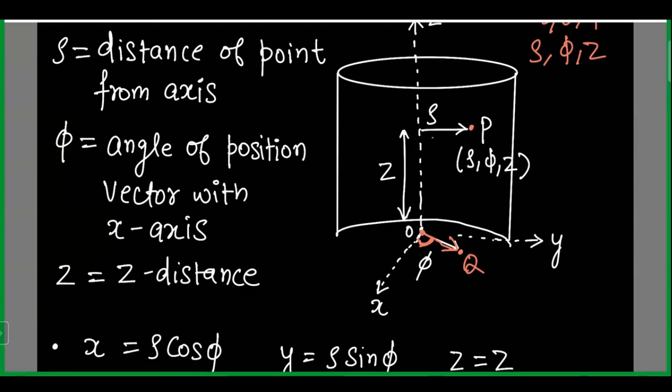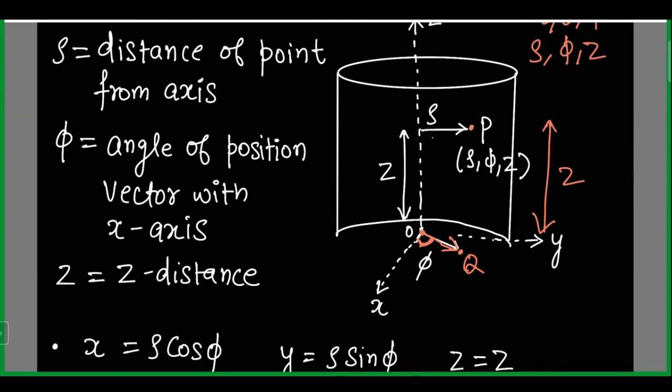And what is z? Z is a distance along the z axis. So let's say for this point P, the distance along the z axis is given by z. So these are the three things that you need in order to define your cylindrical polar coordinate system.